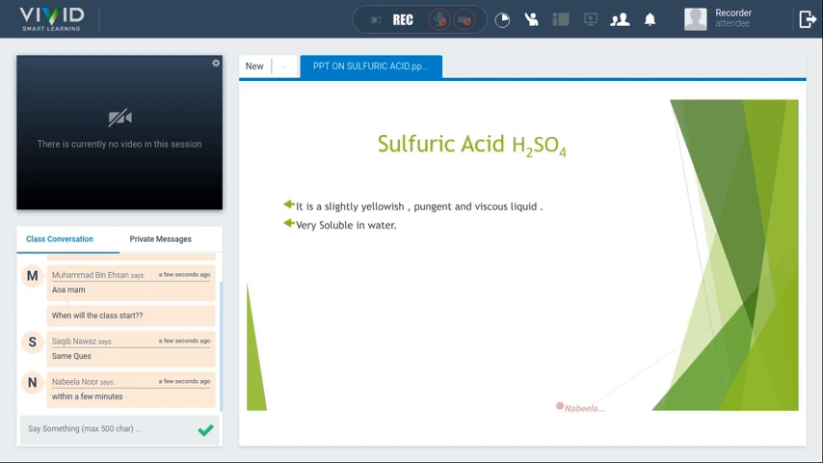Before starting, I want to tell you about sulfuric acid. Sulfuric acid is a very important chemical, and if you want to check the economy of a country, you can see how much sulfuric acid is produced by that country. Sulfuric acid is a slightly yellowish, pungent and viscous liquid. It's a very soluble liquid.